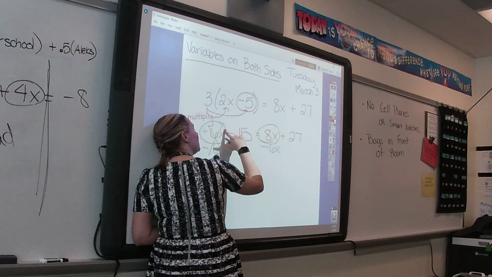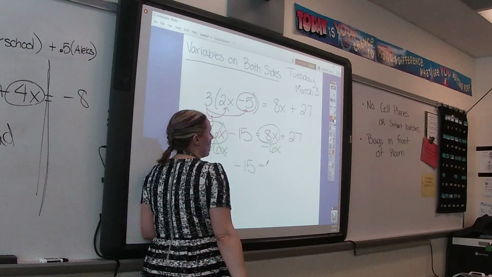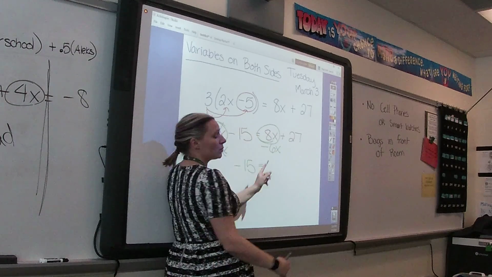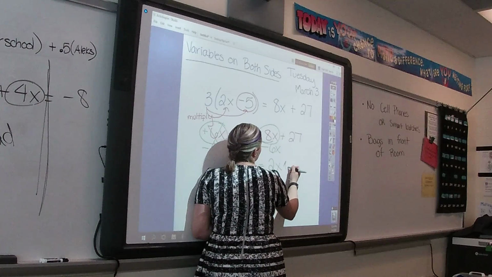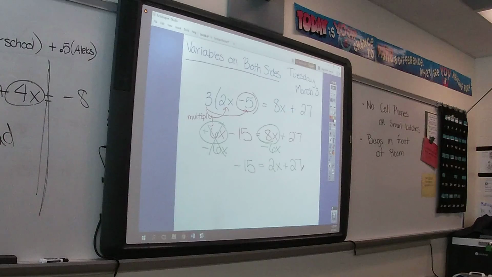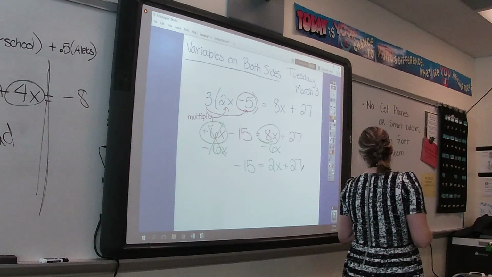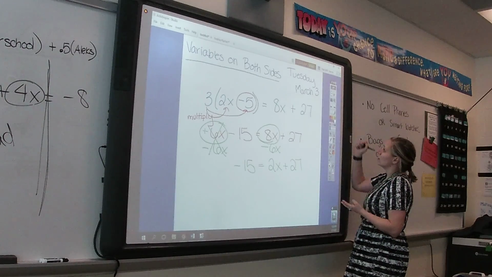So what do we have left here? Negative 15 equals 8 minus 6, which is a 2x, 2x plus 27. Okay, then our next one says, are there any large fractions? Nope, we don't have any large fractions.